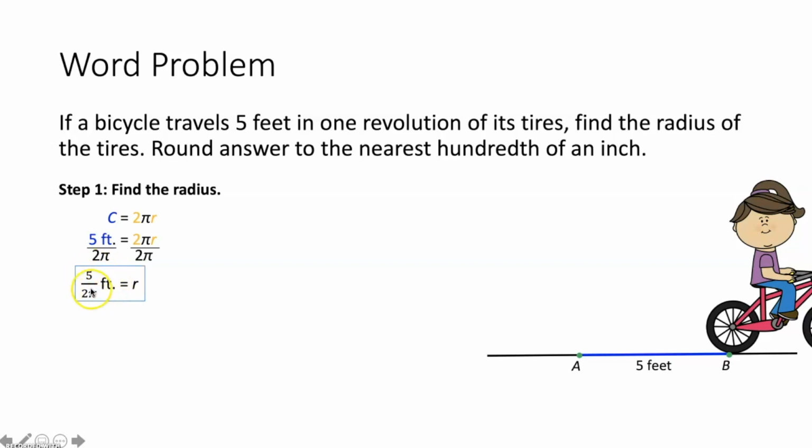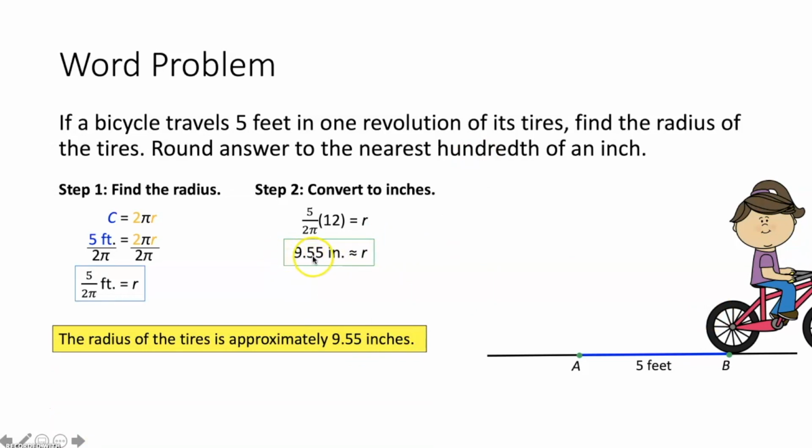Now, why do we do that? Because if you look at the question, it wants us to round our answer to the nearest hundredth of an inch. Well, we got our answer in terms of feet. So how do we convert from feet to inches? Well, you take the number of feet and you multiply it by 12. So we take 5 over 2 pi feet times 12, and that'll give us our radius in terms of inches. Now, because we are rounding our answer to the nearest hundredth of an inch, we don't want to leave pi in our answer. We're just going to plug all of this in our calculator and round it to 2 decimal places. And we get that the radius of our tire is approximately equal to 9.55 inches.